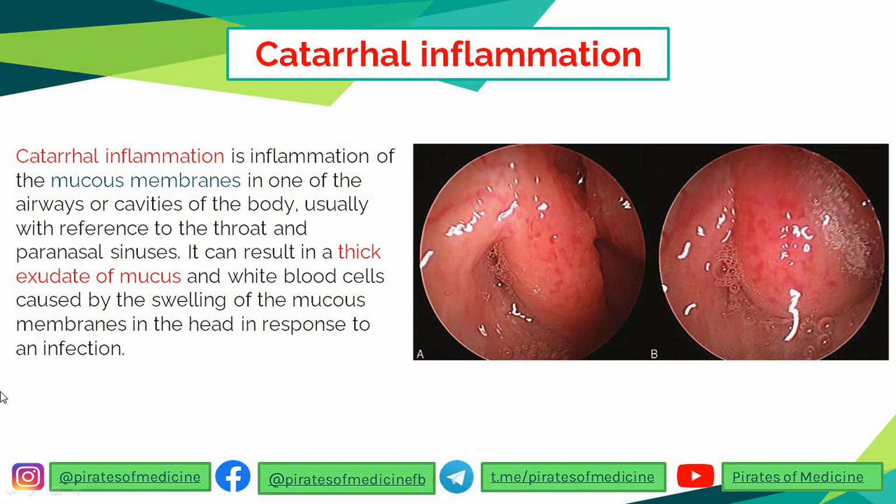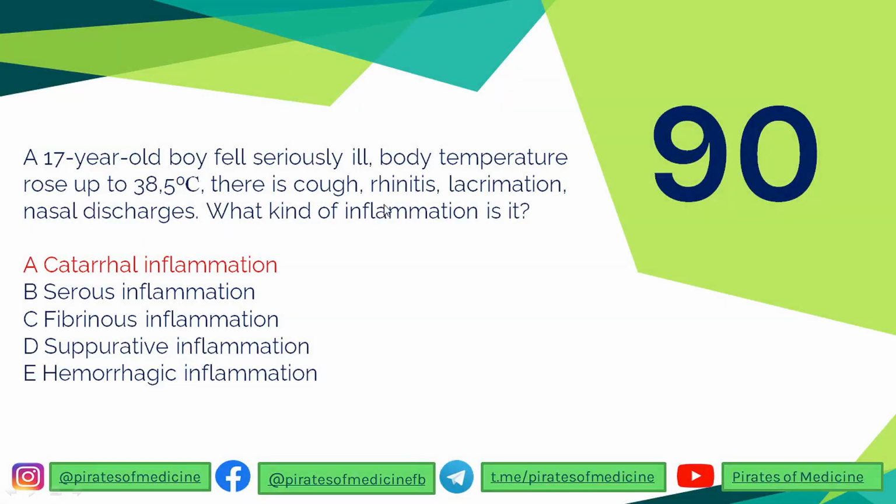Anyway, catarrhal inflammation is the inflammation of the mucous membrane. Correct? It is the characteristic inflammation of mucous membranes, and mucous membranes are known for secreting mucus, and inflammation of these membranes leads to excessive thick mucus exudate, which is characteristic, and also there can be leukocyte infiltration, which causes the swelling of the mucous membrane, which normally occurs in response to any infection. Correct? So catarrhal inflammation is this, and everything that is in the question, rhinitis, lacrimation, nasal discharges, points toward excessive mucus. That is why catarrhal inflammation.